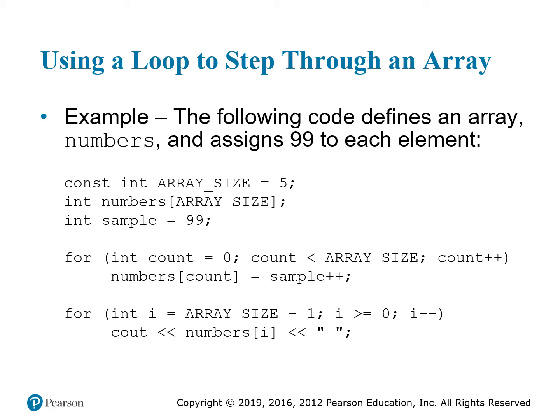So a conventional way to do this is for, and then you start your counting variable at 0. You count as long as it's less than array size, because remember, it can't be equal to array size because the indexes run up to array size minus 1, and then you increment up through the array, one count each time, and then we'll say assign a value to numbers[count] in each step through the array.